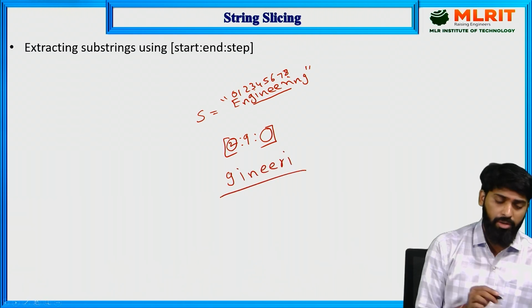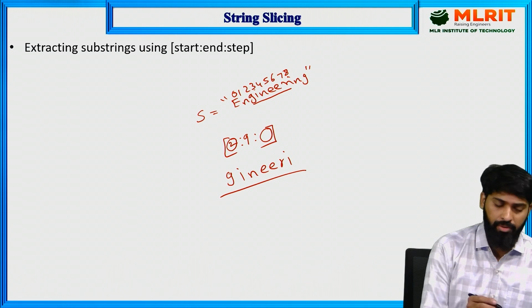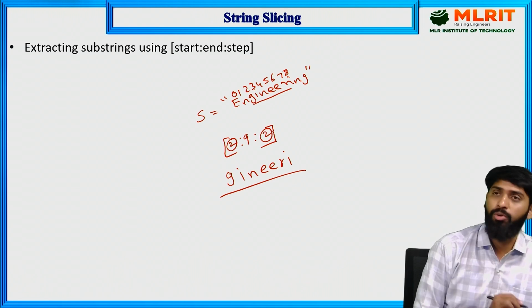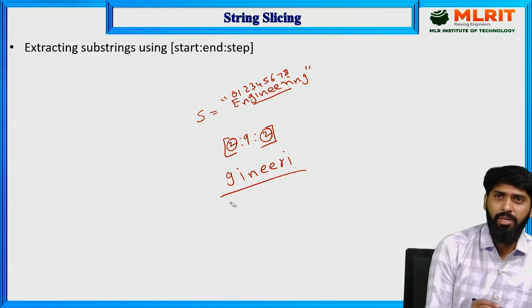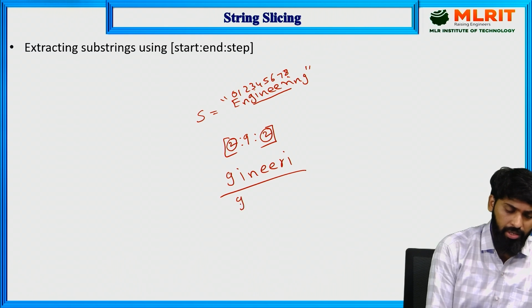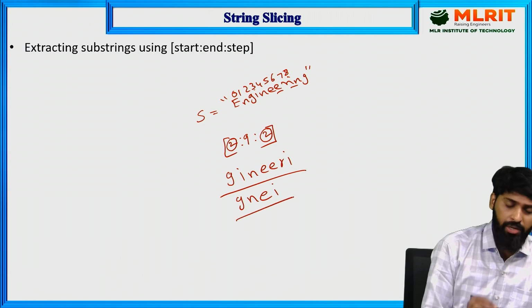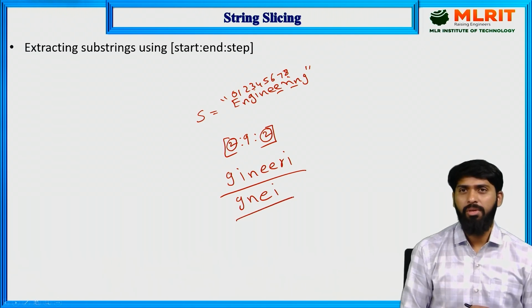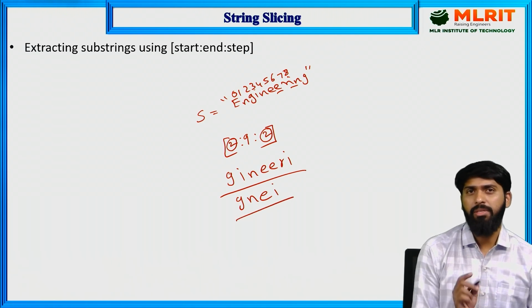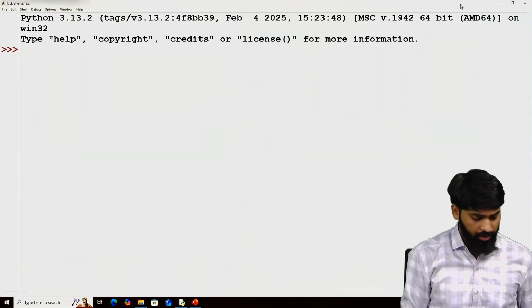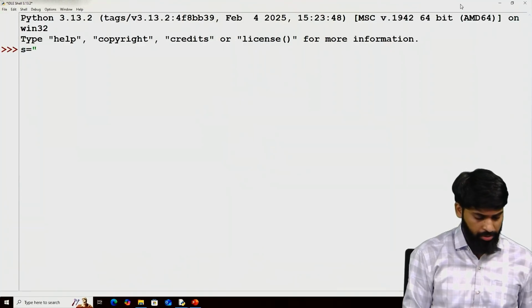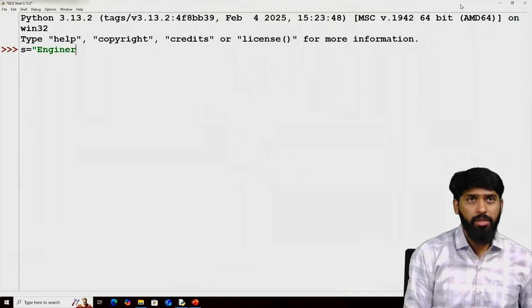Now if you specify a step, for example here I specify step as 2, then it generates a substring with G, step is 2, so N, E and I. This is the output. Here in this case step is 2. Previously, by default, step is 1. So let us see. s equals engineering.